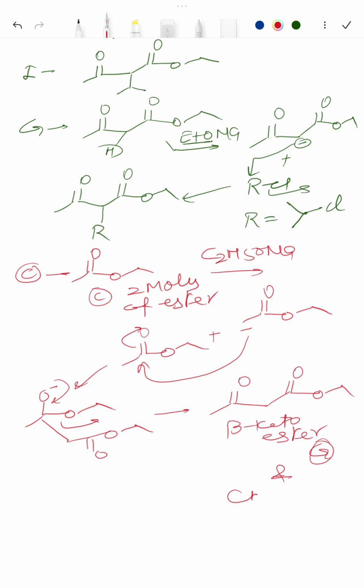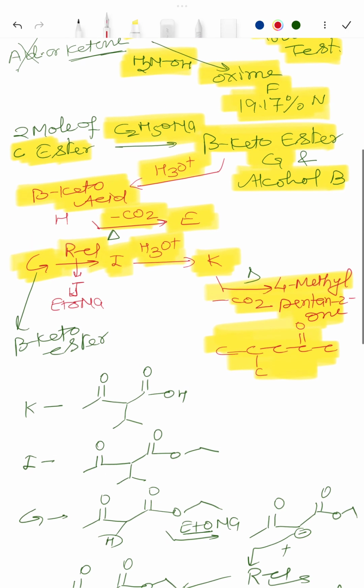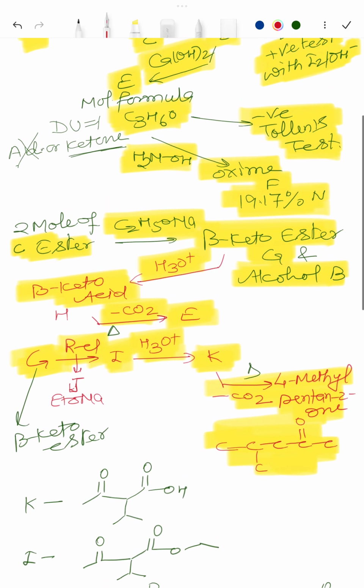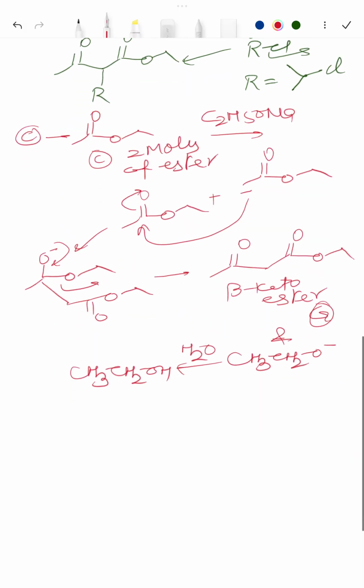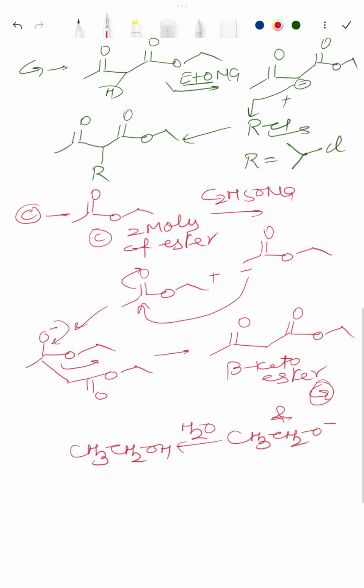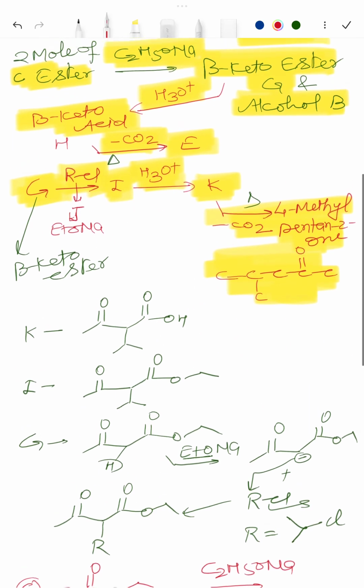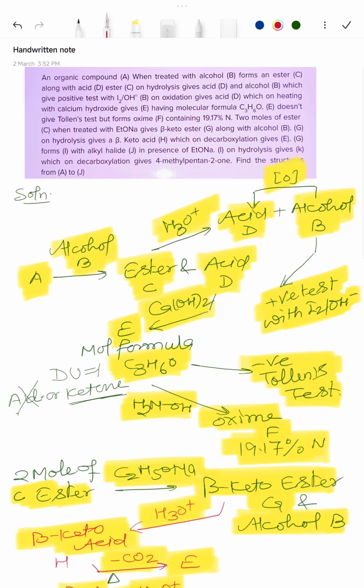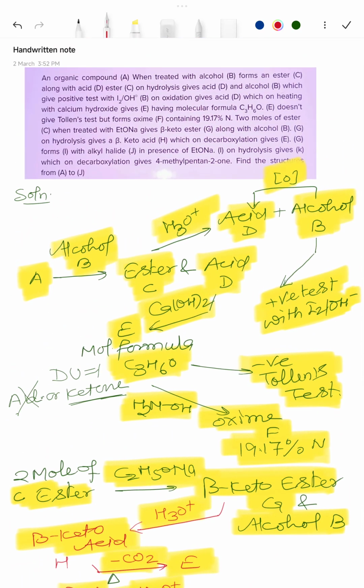So CH3CH2O⁻ will be formed here. From H2O it will take H⁺, and CH3CH2OH, the alcohol, will be formed. So this is actually B. Okay, so this is G and this is B, and now we will match this B. B is this alcohol anyway.